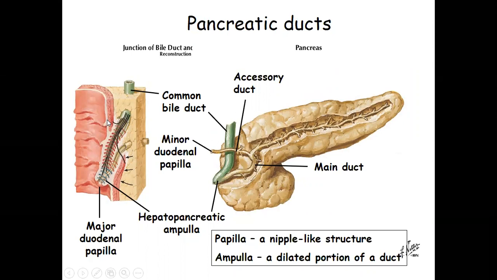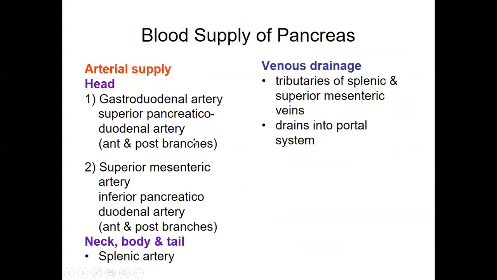Okay, so a papilla is a nipple-like structure. An ampulla is a dilated portion of the duct. This is just a definition that you need to know.